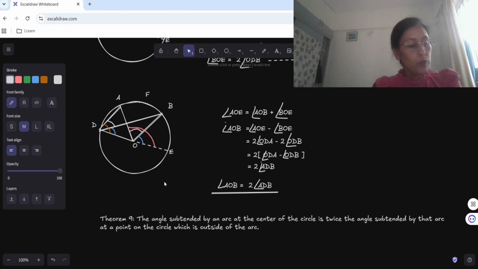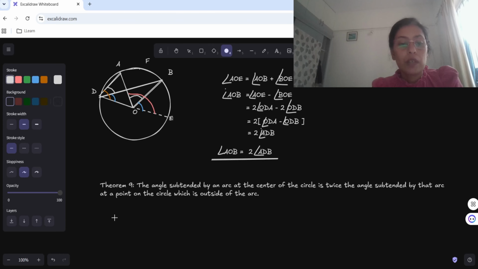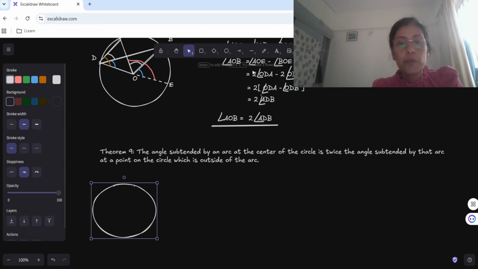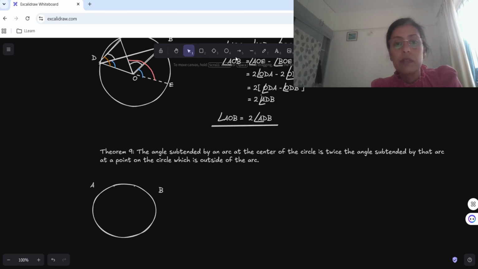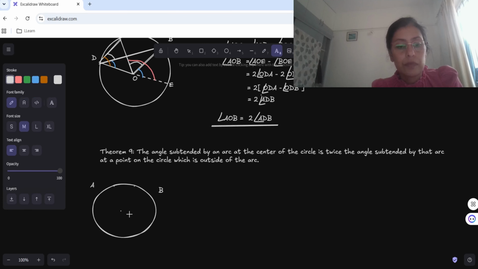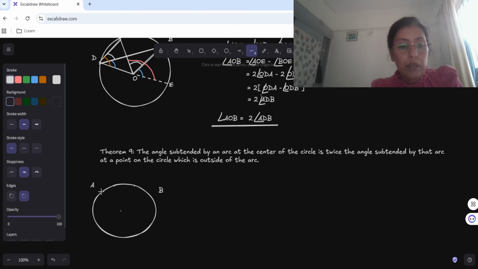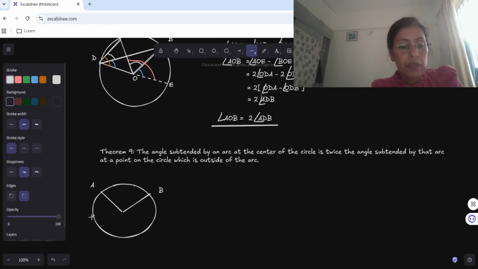Yeah. So we have proved this. So what this means is, you have a circle here. You have two points here, A, B. This is my center of the circle. Okay, and then what we mean here is, this is the angle made by the arc at the center.